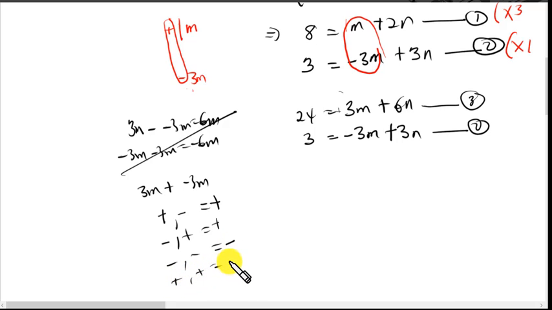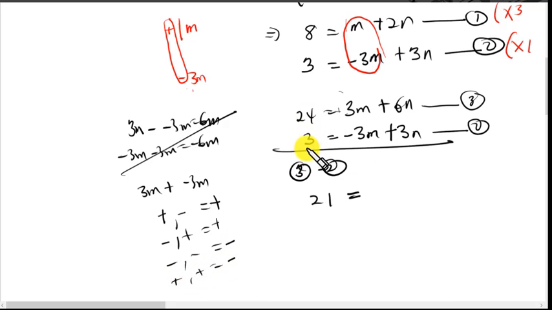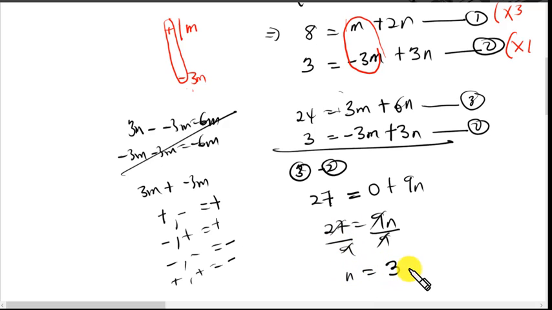So 24 plus 3, sorry, that will be 27, because I want to eliminate m. If I subtract, it will not be eliminated. I have to add them. So 3m plus negative 3m, that will be 0, and 6n plus 3n, that will be 9n. Okay, so I have 27 equals 9n. To find n, you divide both sides by the coefficient of n, that is 9. So 9 into 27, n is equal to 3.